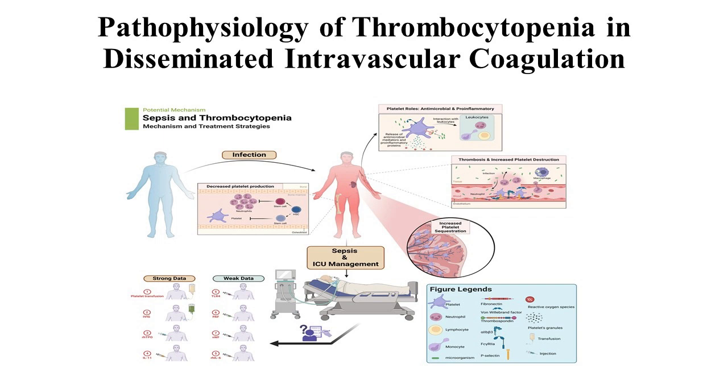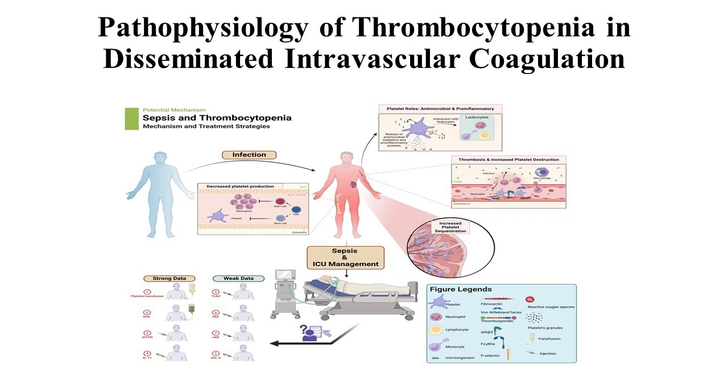In sepsis, inflammatory cytokines and microbial products activate immune cells, endothelial cells, and platelets. This widespread activation leads to several parallel mechanisms that reduce platelet numbers. First, decreased platelet production occurs at the bone marrow level. Inflammatory mediators suppress megakaryocyte maturation and platelet production.